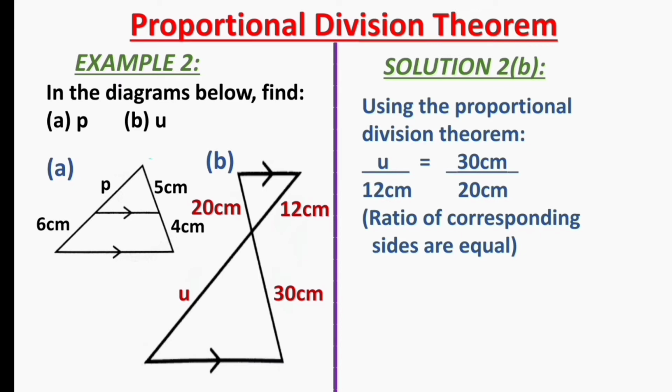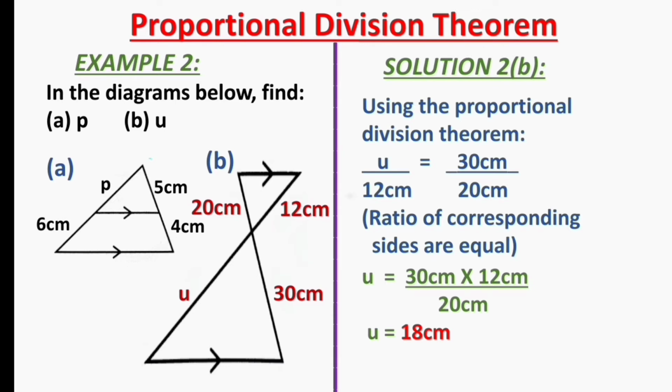Let's see if you got the correct answer. Now solving the equation by making U the subject of the equation, we're going to have 30 centimeters times 12 centimeters divided by 20 centimeters. That gives us U is equal to 18 centimeters. I hope your answer was correct.